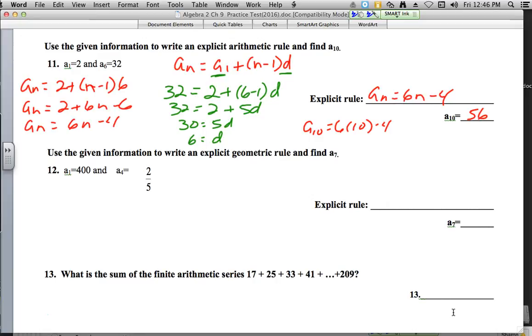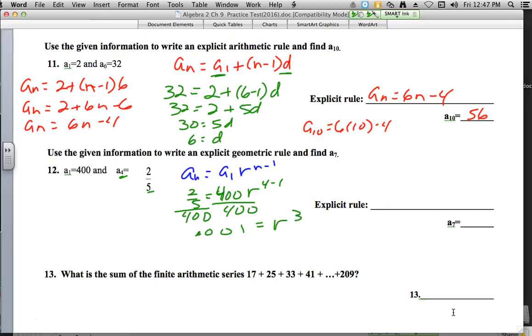Number 12 says, use the given information to write an explicit geometric rule. So again, I go right to my formula, and I realize I don't know what R is. I do know the first term, and I can use that to figure out what R is. So now what I'm going to do is say, I do know the first term is 400, and I know that if we put a 4 into this formula, we are supposed to get 2/5. All right, well, now I'll go ahead and divide both sides by 400, and that will give me a very teeny little 0.001, which is, of course, 1/1000th.